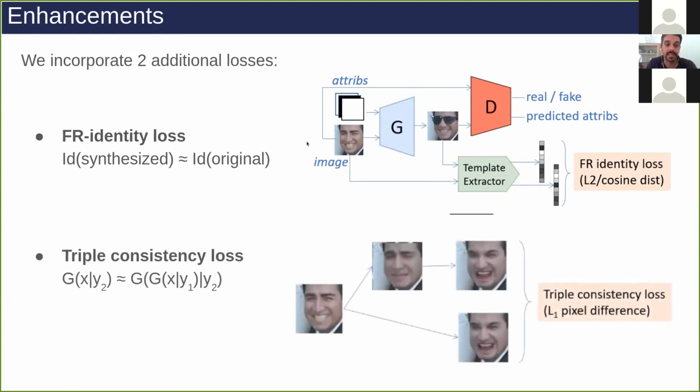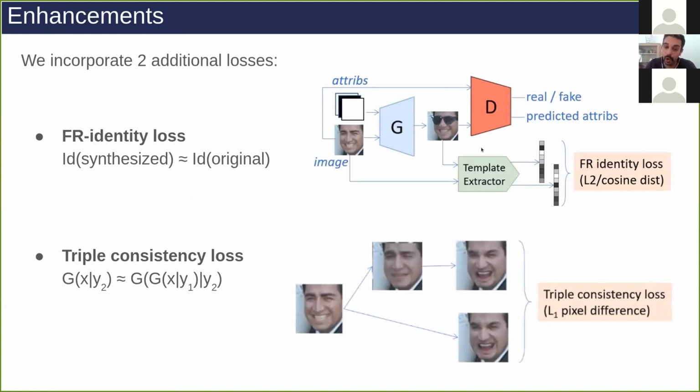And another one is a triple consistency loss. We have seen the cycle consistency loss, which meant to go to the other style and come back again to the original. This is slightly different. Here we are generating an image of a particular domain, and then from that domain generating to another domain.